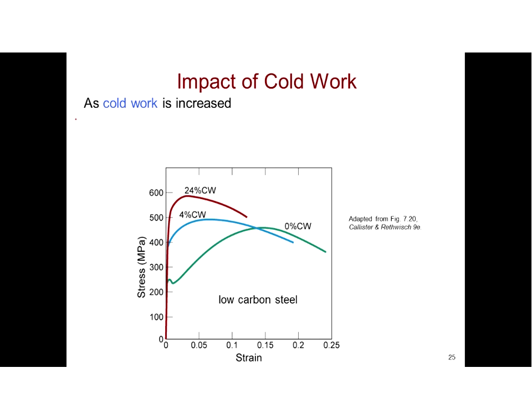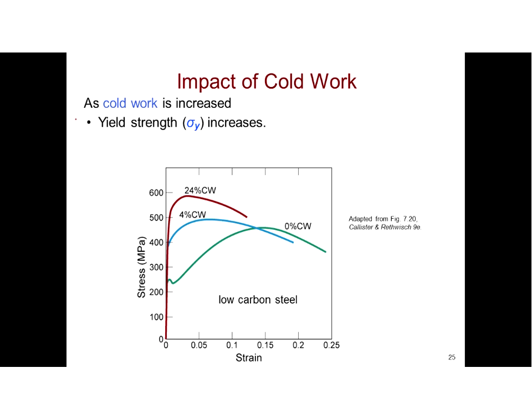What does that do to a sample? Let's look at low carbon steel. If it has not been cold worked at all, its stress strain curve is shown in green. That's 0% cold work. Contrast that with adding 4% cold work. You've reduced the area by 4%. Now its yield strength is significantly higher actually, and its tensile strength is a little higher. Contrast that with reducing the area by 24%.